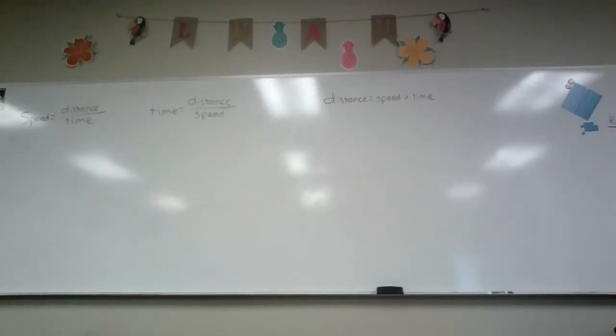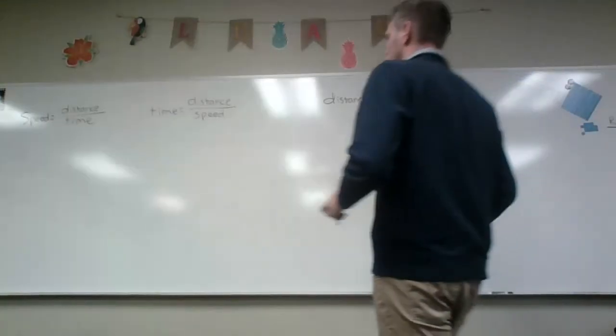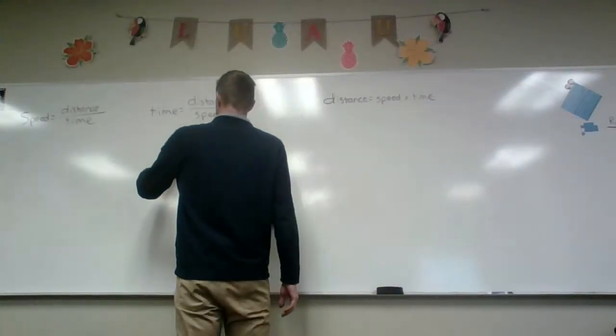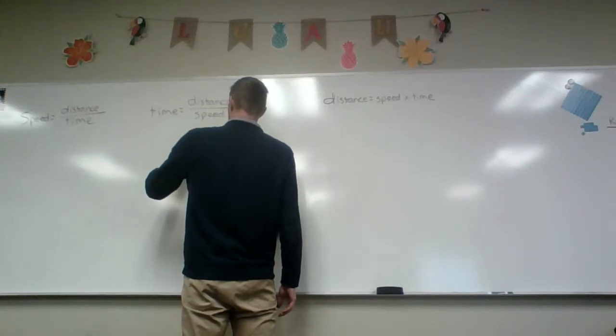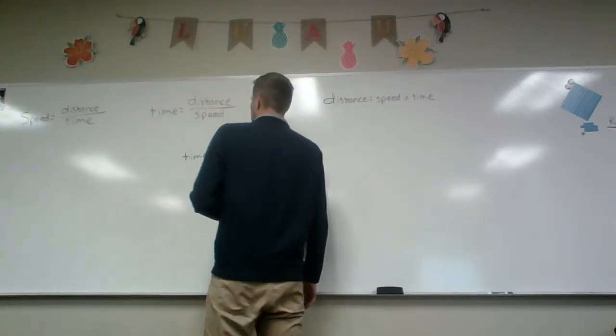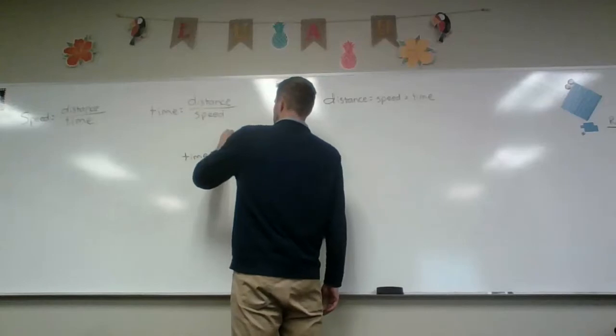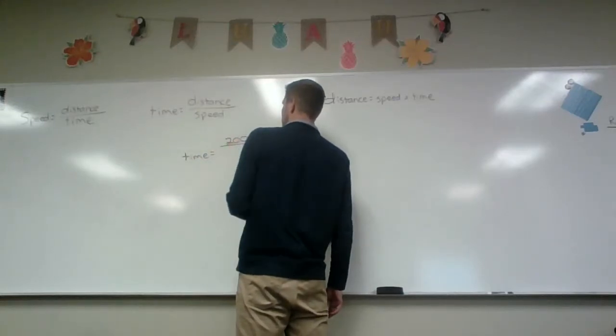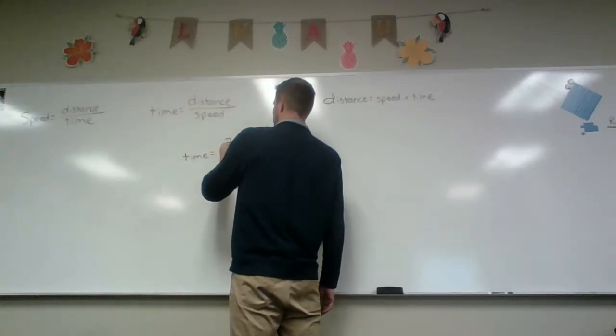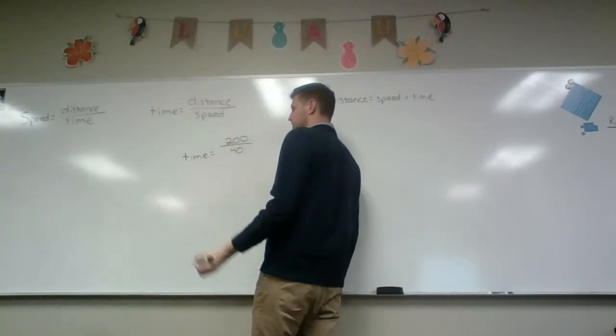The second part of your lesson, you're going to find the time traveled. So let's just say we are traveling 200 miles and our speed was 40 miles per hour. How long did we travel for?